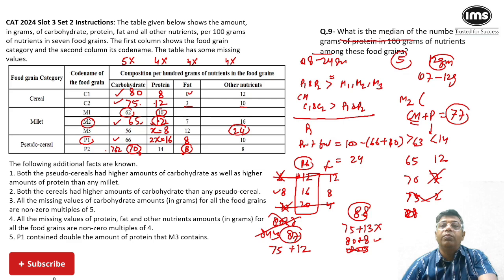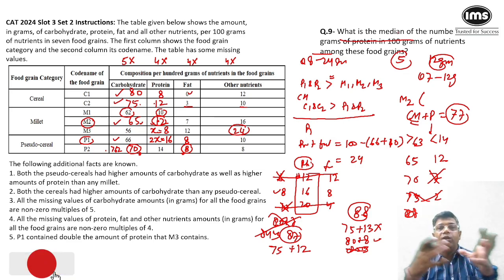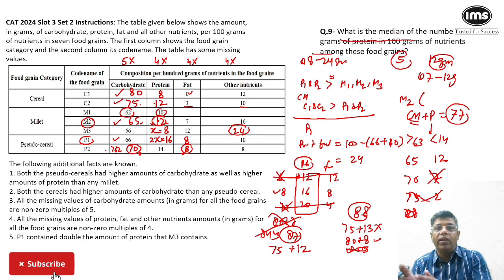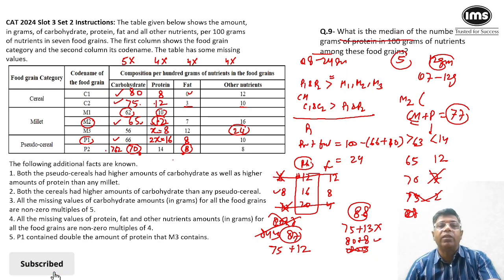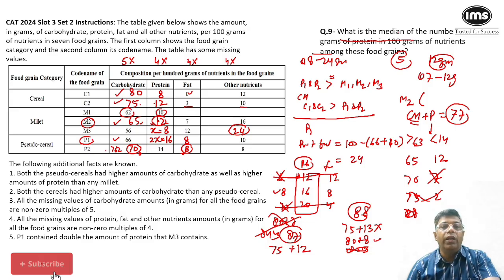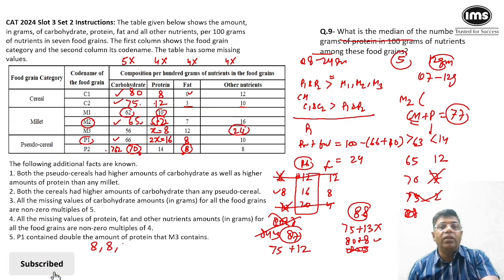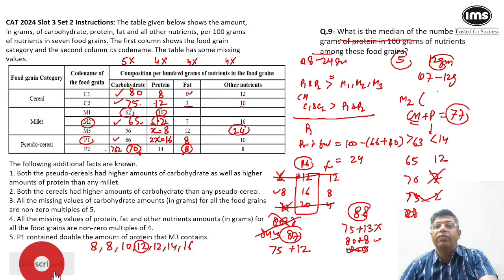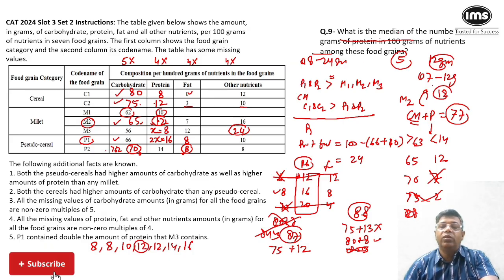Come to the next question. What is the median of the number of grams of protein per 100 grams? Now what is the median? Median is when you arrange all the values in ascending or descending order. The middle term would be called the median value. So what I can do is arrange all these values in ascending order. So lowest values are 8, 8 coming twice. After that 10, then 12, then 12, then 14 and 16. So I think the middle term is this. So the answer for this question will become 12. For 9, the answer is 12.